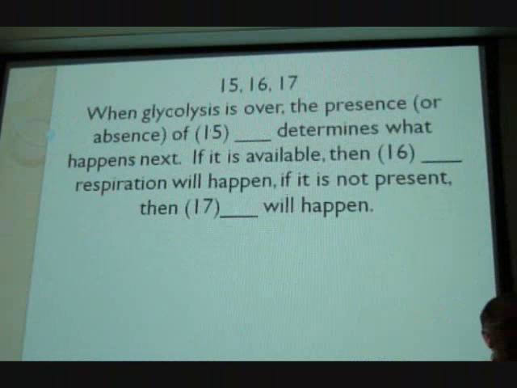Now, when it's over, the presence of what? Oxygen determines what happens next. Now, if you have it, then what kind of respiration occurs? Aerobic. It's called aerobic respiration. If you don't have it, then what happens? Fermentation. You saying anaerobic? Now I'm saying aerobic. AN means no, without oxygen. If you say AER, that's with it. ANAER means without it. Okay?